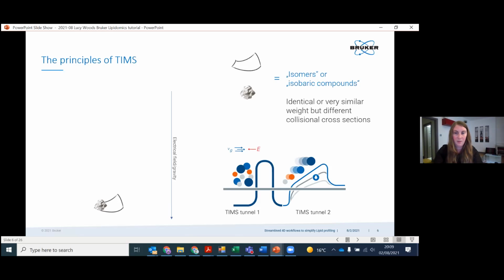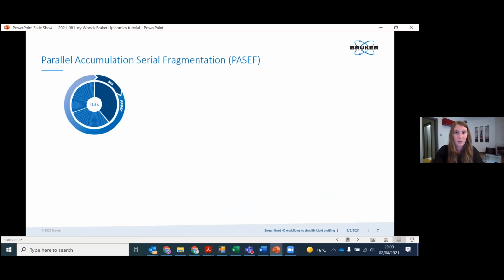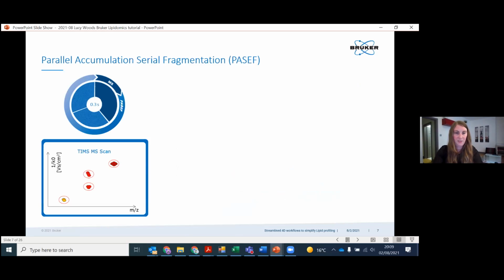And this is the diagram that explains how we're actually using this in the mass spectrometer. In this second portion, labeled as the TIMS tunnel 2, is where the ion mobility separation takes place. These ions can then be analyzed using a quadrupole time of flight instrument. The effect of this is that we separate out all of our lipid structures using an additional dimension.